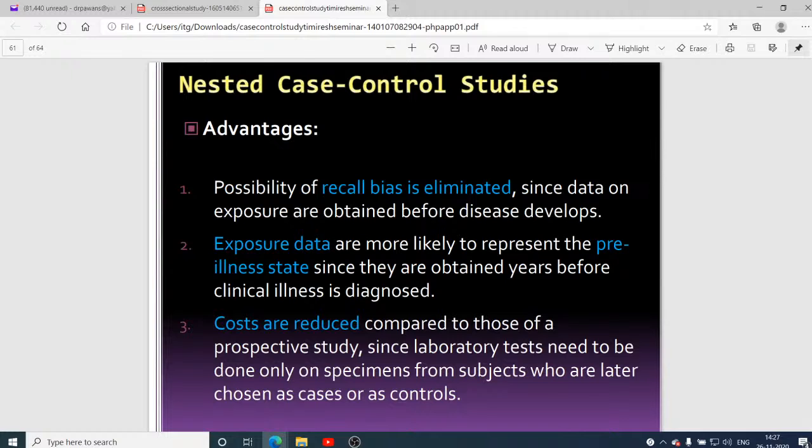So the advantages of nested case control studies: the possibility of recall bias is eliminated since data on exposure are obtained before disease is developed. Second, exposure data are more likely to represent the pre-illness state since they are obtained years before clinical illness is diagnosed. Third, costs are reduced compared to those of a prospective study, since laboratory tests need to be done only on specimens from subjects who are later chosen as cases or controls.